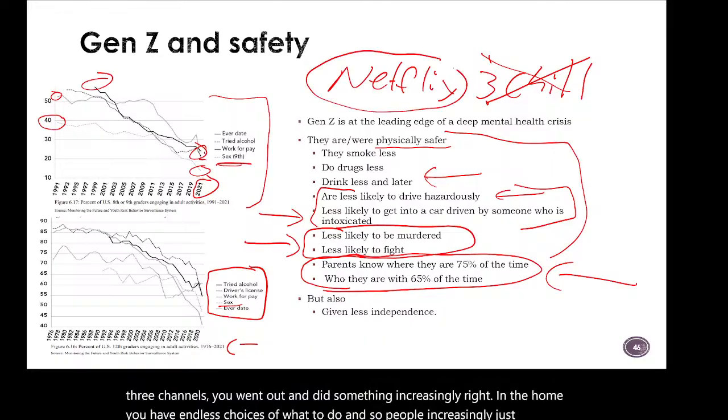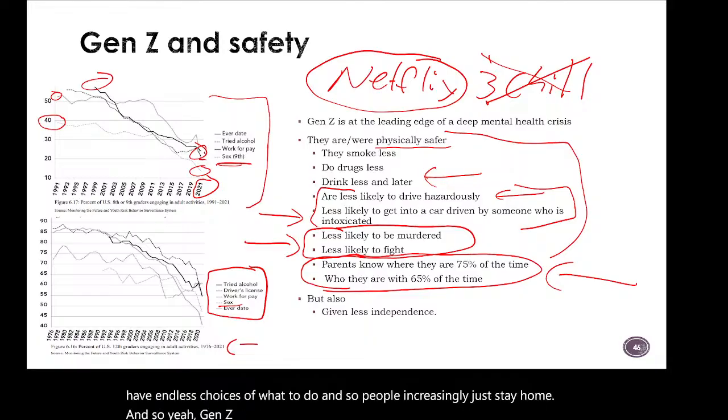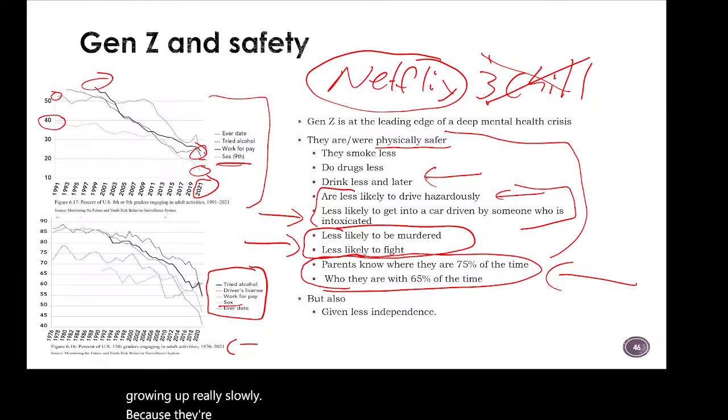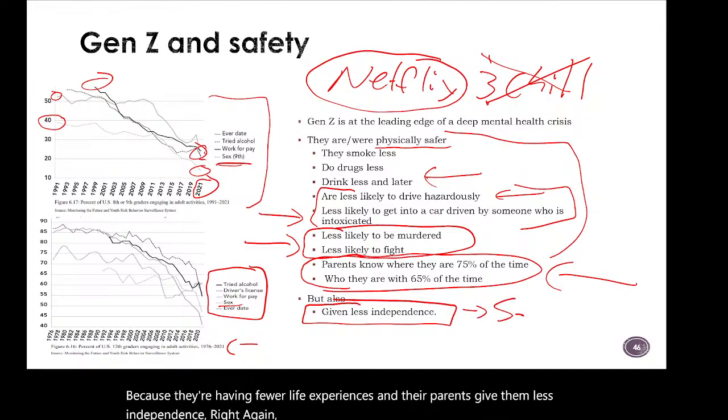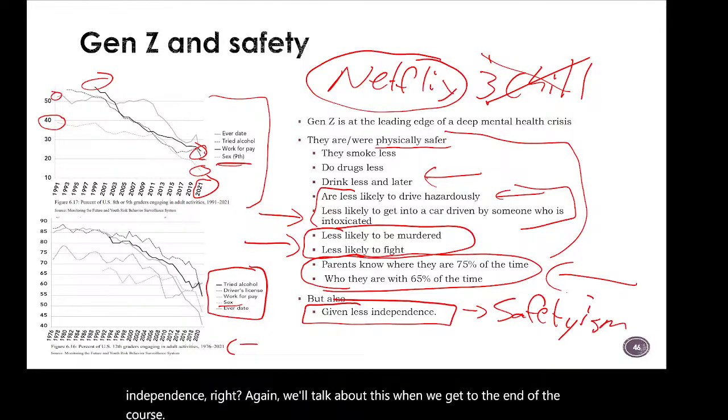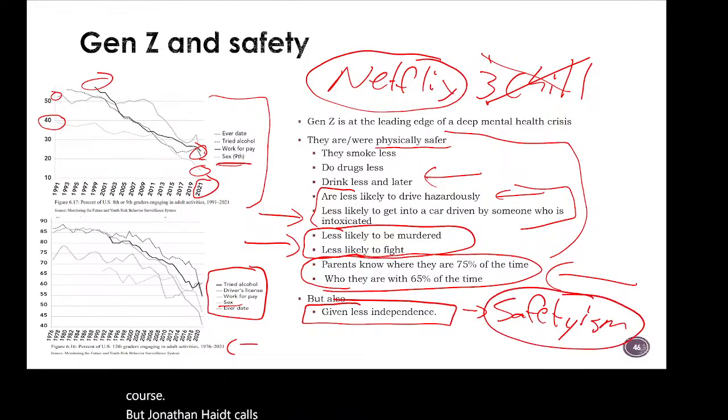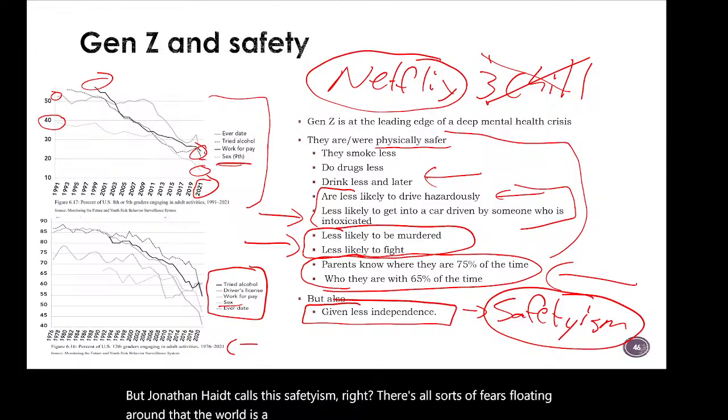And so, yeah, Gen Z is very safe from a physical perspective, but they're growing up really slowly because they're having fewer life experiences. Their parents give them less independence, right? Again, we'll talk about this when we get to the end of the course. But Jonathan Haidt calls this safetyism, right? There's all sorts of fears floating around that the world is a very dangerous place for kids. And so parents have tended to shelter them much more than they did in the past, especially if you compare to, say, Gen X.